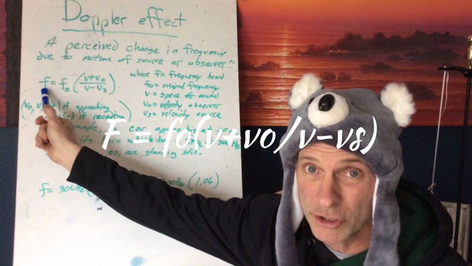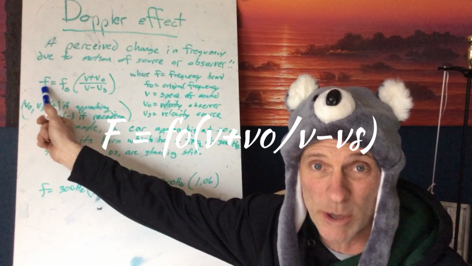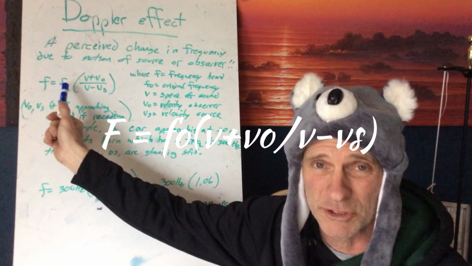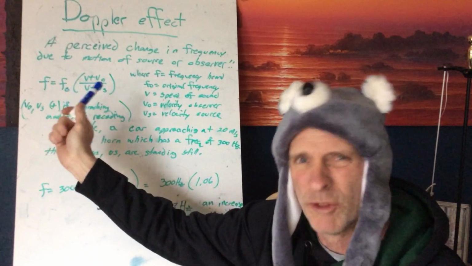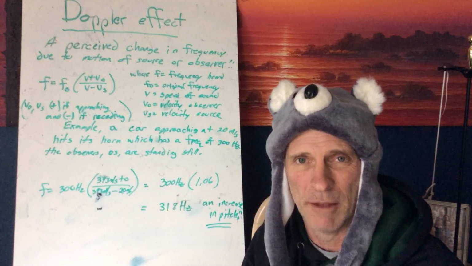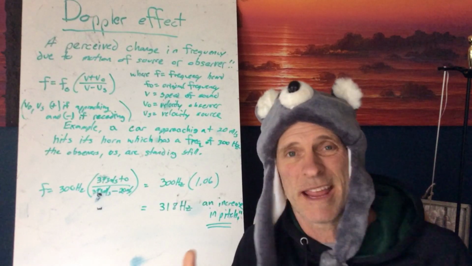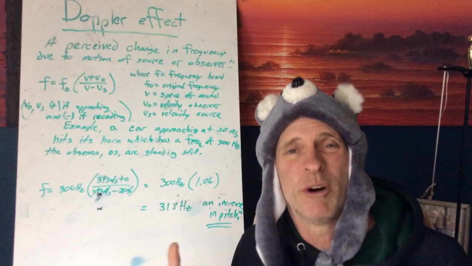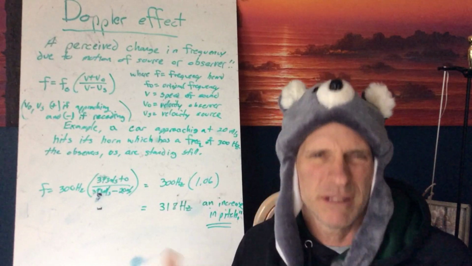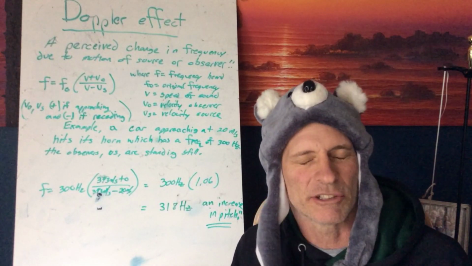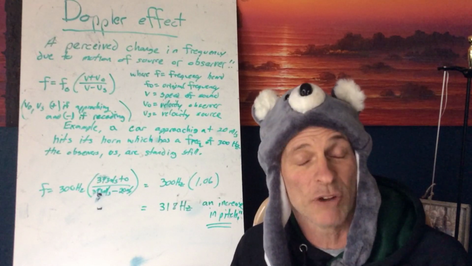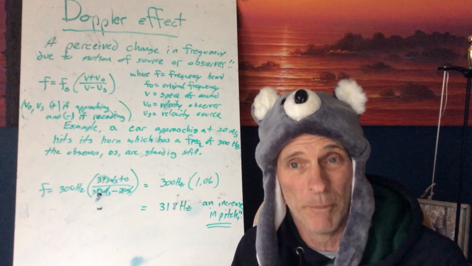F, which is your heard frequency, the frequency that you are going to hear, is equal to the original frequency times a multiplier based on the movement. Well, that multiplier has to do with the speed of sound, because the speed of sound in dry air is about 331 meters per second, plus 0.6 meters per second for every degree Celsius above 0.